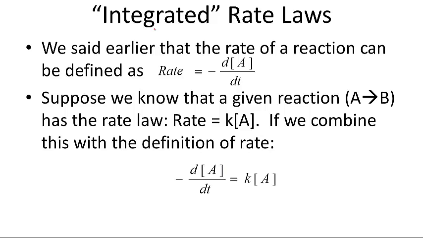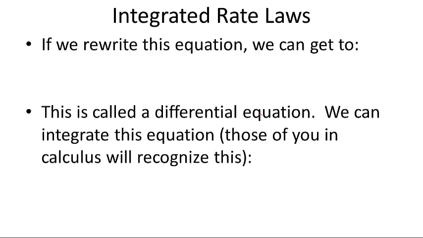In calculus terms, that would be to say rate equals negative dA/dt. Okay? Now suppose we know a reaction has a first order rate law. In other words, the rate law is rate equals k times the concentration of A to the first power. Right? You can leave the one out, but I'll put it in explicitly. So if we put that together, then we get negative dA/dt equals k times the concentration of A. That's what we call a differential equation.